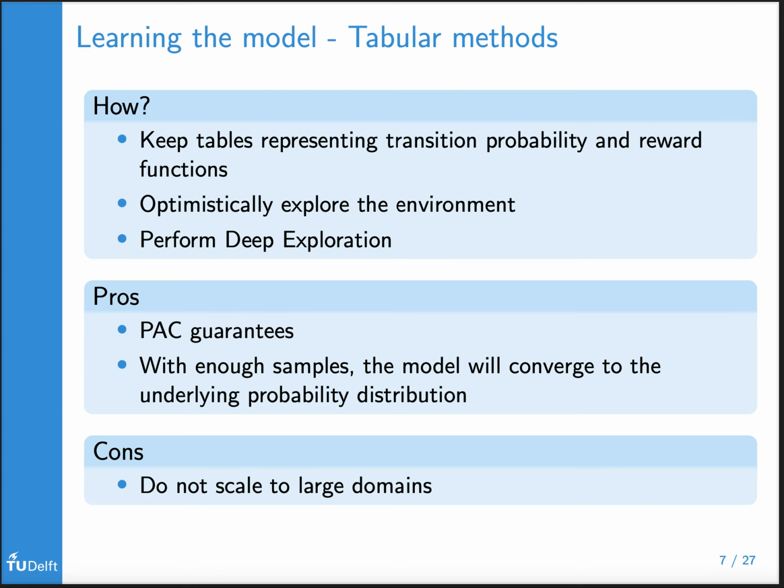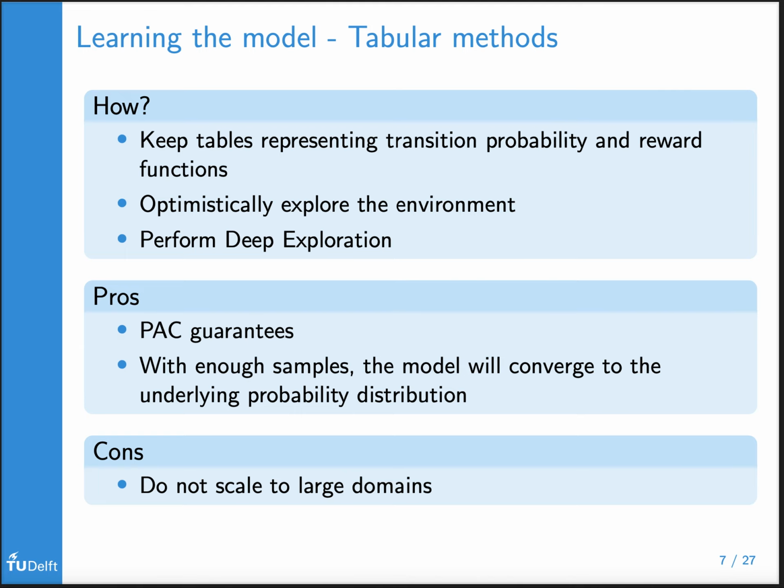So, how can the agent learn a model? One way is to represent the transition probability and reward functions with a table, and these are the so-called tabular methods. The agent can count how many times a certain state and reward are observed by starting in a certain state and picking a certain action. With this tabular representation, the agent can optimistically explore the environment and then perform deep exploration. These kinds of approaches have PAC guarantees, and with enough samples, the model will converge to the true underlying probability distribution. However, they do not scale very well to complex domains, as it is easy to imagine.